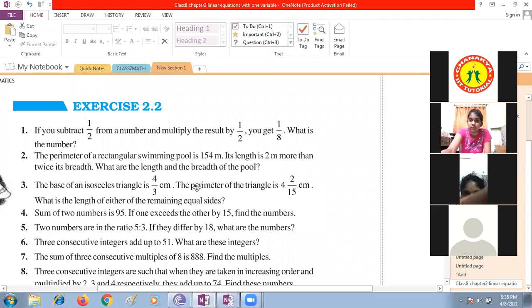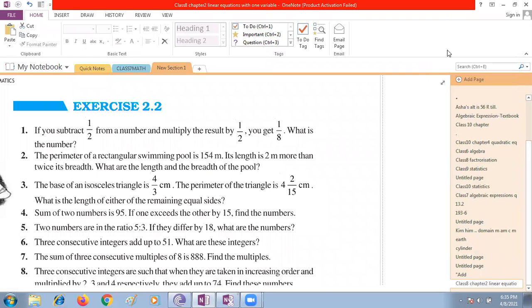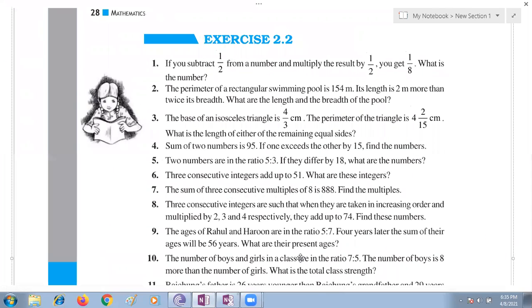Application part means, children, how we are using the concept in our day-to-day life situations. See exercise 2.2, the first one. Srihita, can you read the first question? If you subtract 1 by 2 from a number and multiply the result by 1 by 2, you get 1 by 8. What is the number?